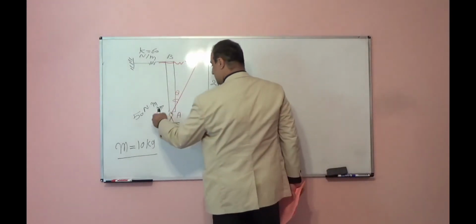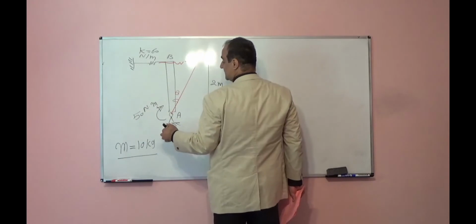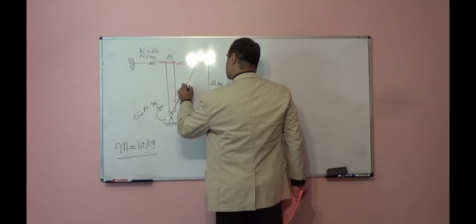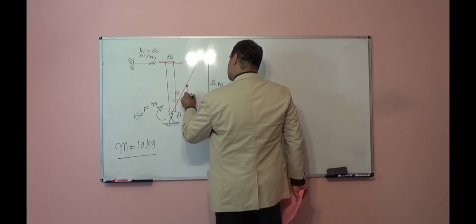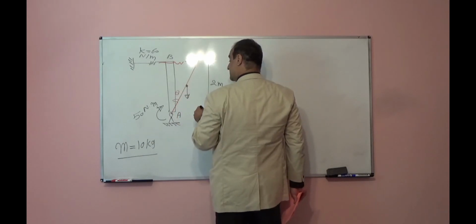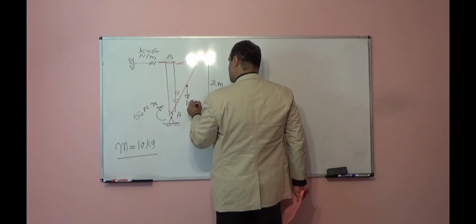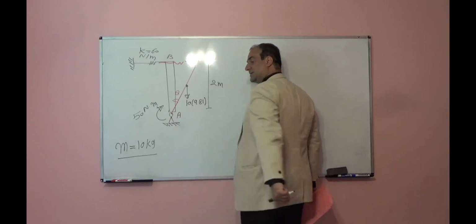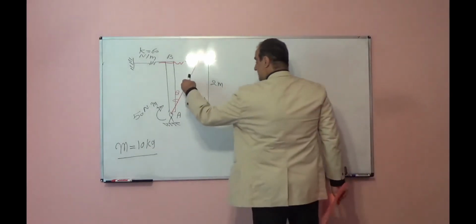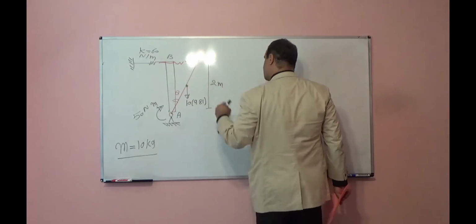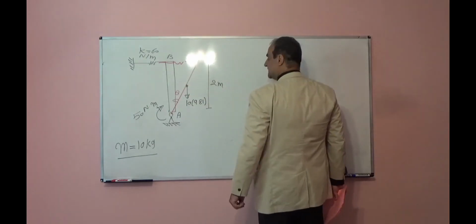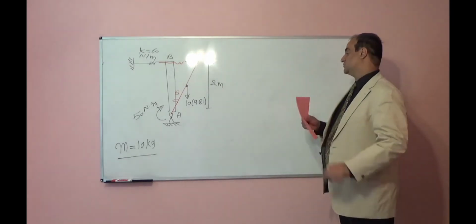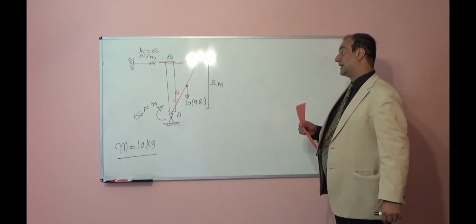I apply here the moment 50 Newton meters. This column or rod has a mass of 10 kilogram. So after rotation, we will have 10 times 9.81, mass times gravity. It will be the weight, and the weight acts at the centroid of the rod, downward. So let's write equilibrium, and using it I can find the theta.